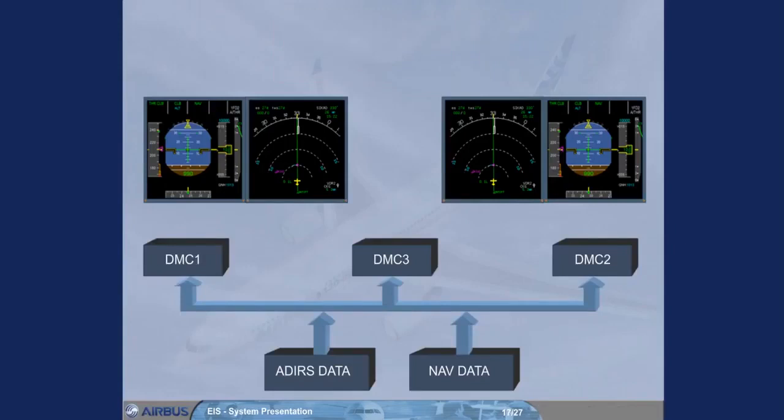Under normal circumstances, DMC-1 supplies EFIS information to the captain's PFD and ND. DMC-2 supplies the first officer's PFD and ND. And DMC-3 is available as a backup. You will see the use of DMC-3 in the Abnormal Operation module.